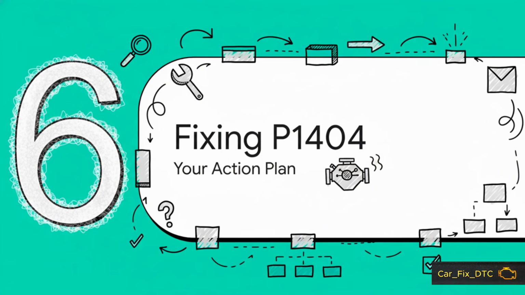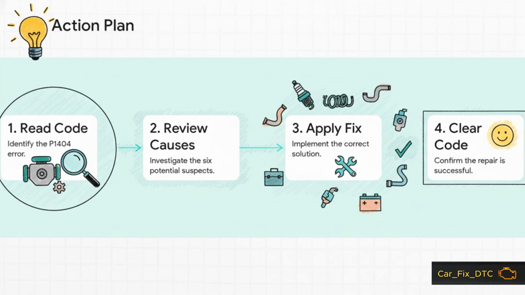So, we did it! We've investigated all 6 suspects, from a simple loose wire all the way up to the car's computer. Now let's pull all of this together into a clear, step-by-step action plan to get that check engine light off for good. Here is your 4-step game plan. Step 1, read the code. You've already done that. Step 2, review the potential causes. We just did that together.